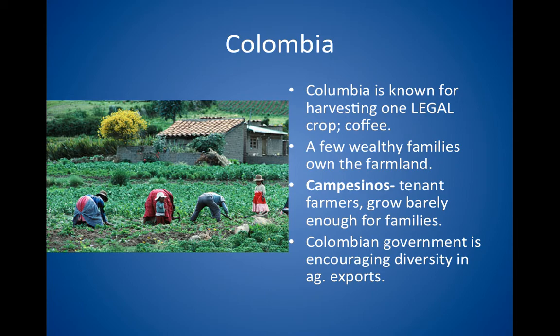A country that depends on one crop, such as coffee, is at risk if world demand for coffee drops or if the coffee trees are destroyed. Officials are trying to reduce Colombia's dependence on a single cash crop by encouraging the export of other farm products. That's the exact same thing that Venezuela is doing. Let's diversify. So Colombia is trying to do that.